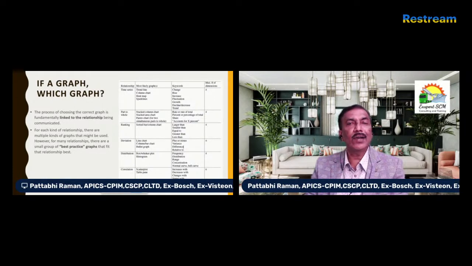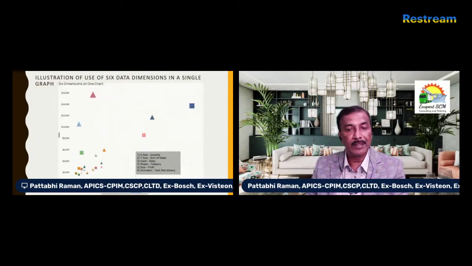But in any case, you have to keep the graphs very simple. Don't use multiple colors or three dimension; multiple dimension graphs are not really required unless you are an artist. Those things may not be required for a supply chain professional. So many people use even a six dimensional graph. You can see this graph portrays six dimensions: X axis, Y axis represents quantity, sales, color represents state, shape represents category, size represents the profit, and you can also add animation. Then it becomes the sixth dimension.